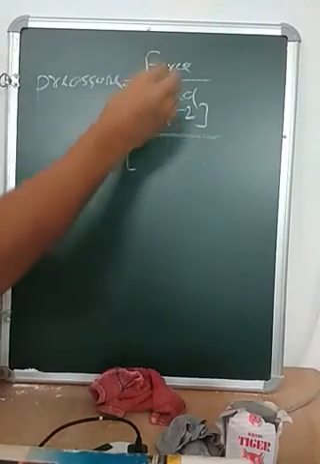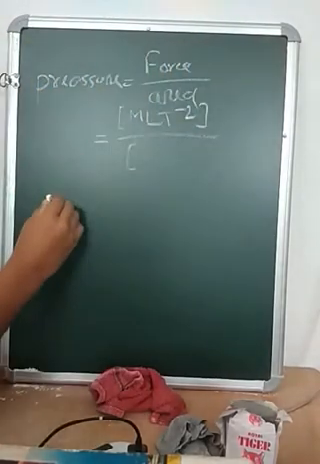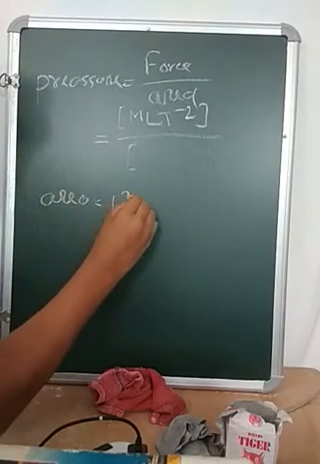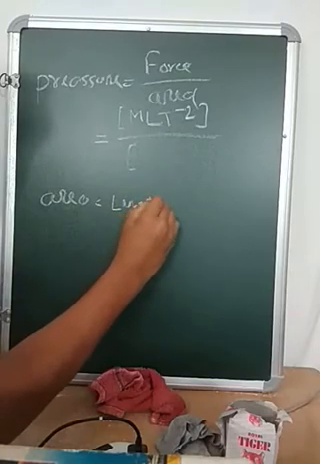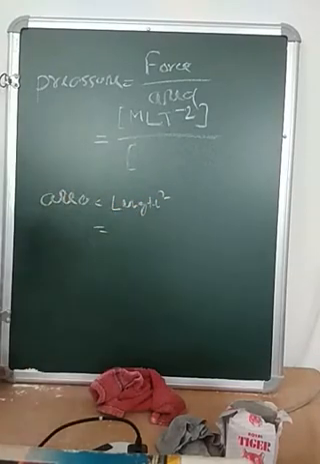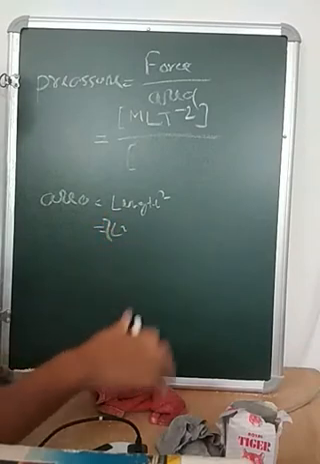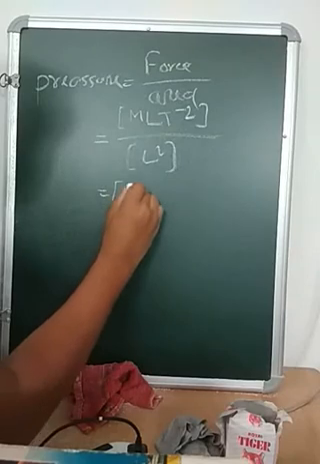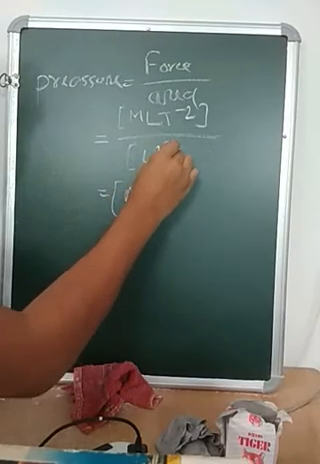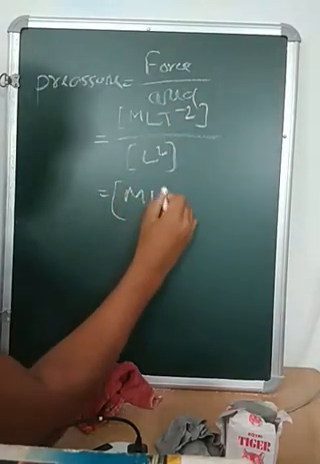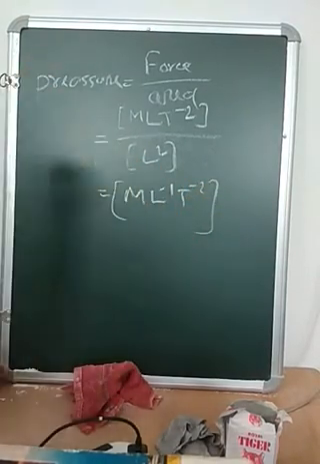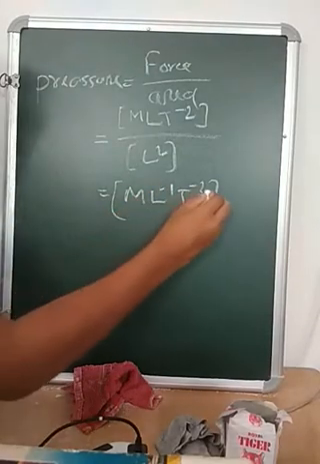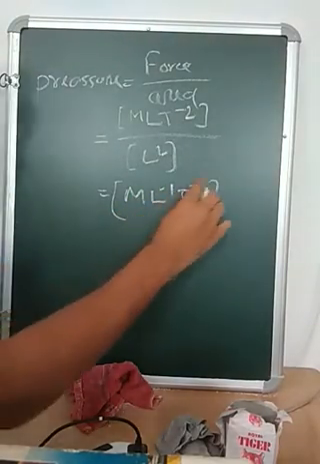Okay, and what is the dimensional formula for area? Now see, area is length square. So the dimensional formula is L square. So how do we represent this? We put force and divide by L square, and we get M L to the power minus 1 T to the power minus 2. So this is the dimensional formula for pressure.